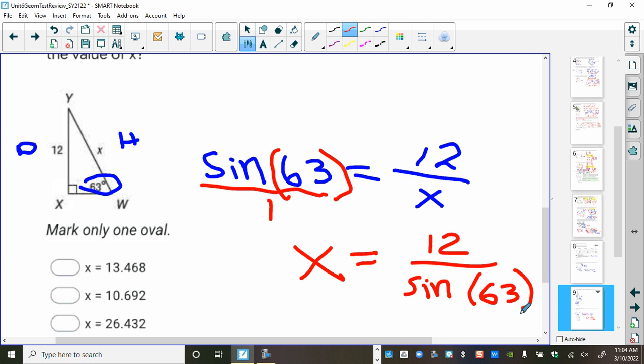Okay, questions on that one? So I apologize. I know we're almost out of time. That's why I'm going to knock these out real quick. So you have to use the sine because you have an opposite and a hypotenuse. That forced us to go to the sine, and then there's your setup.